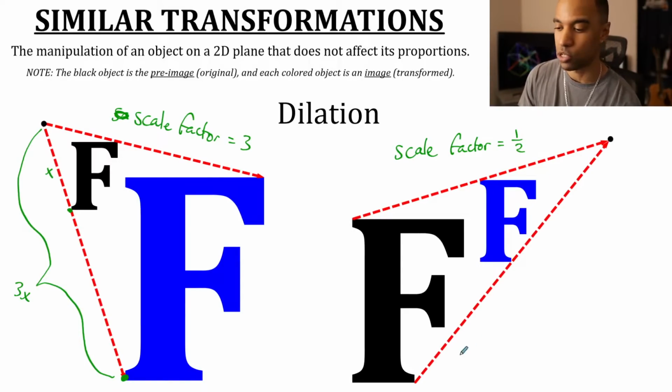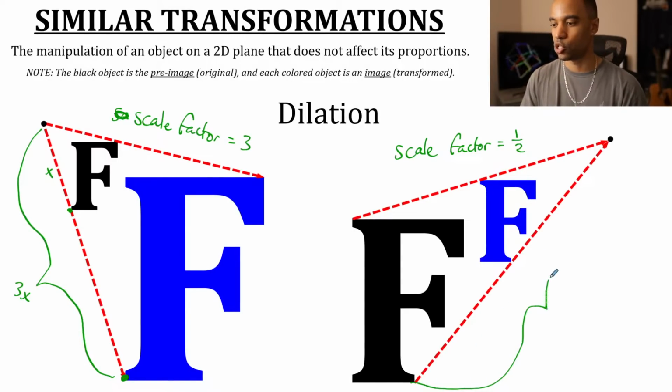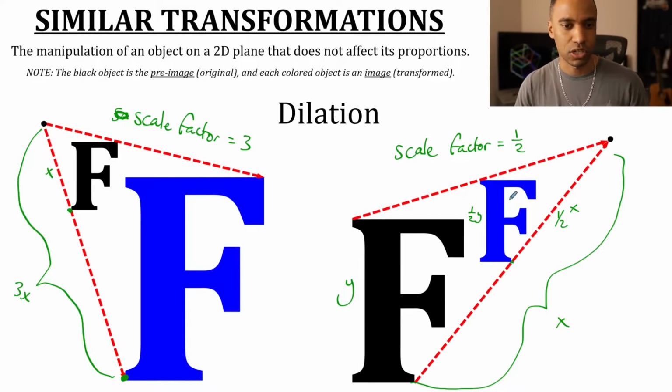Basically, everything divides by 2. Whatever this original distance was right here, let's call that x. This new distance right here is just half of that, 1/2 of x. So again, half as tall. If this is y, this is half of y, everything like that. That's what a dilation is.